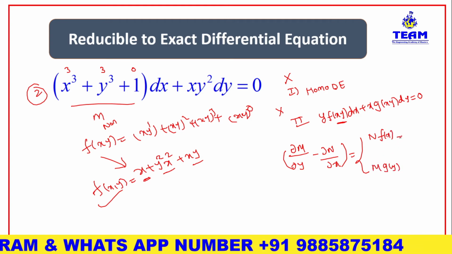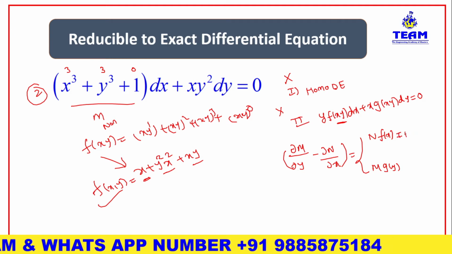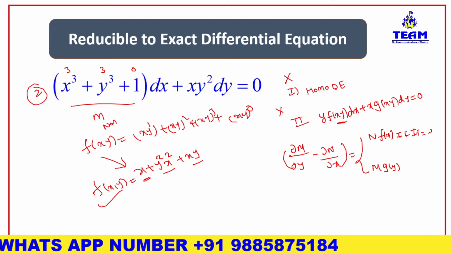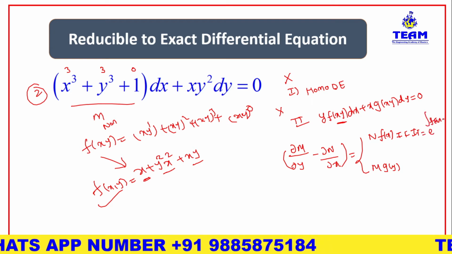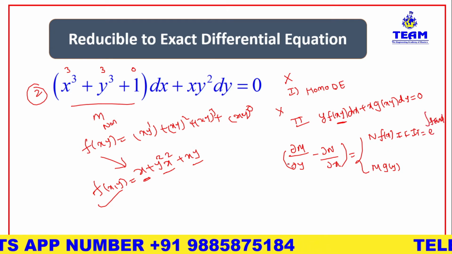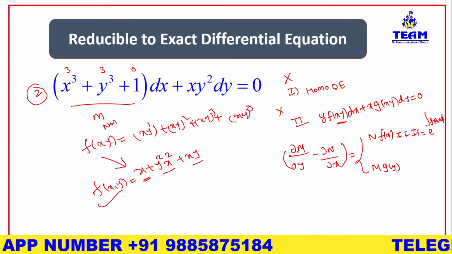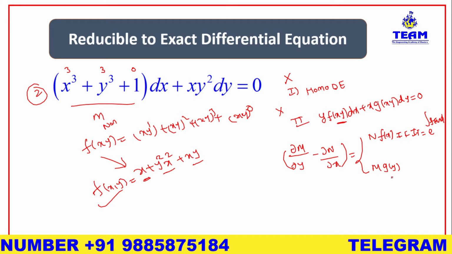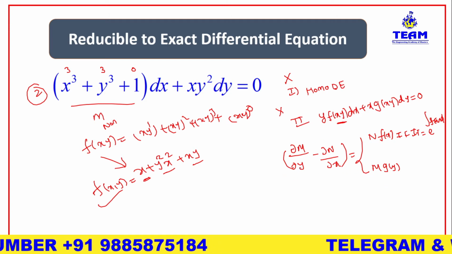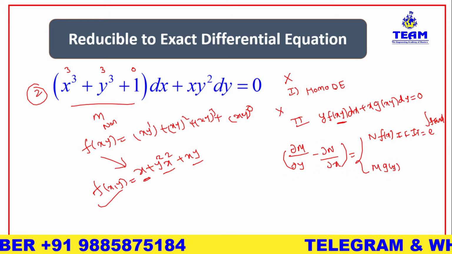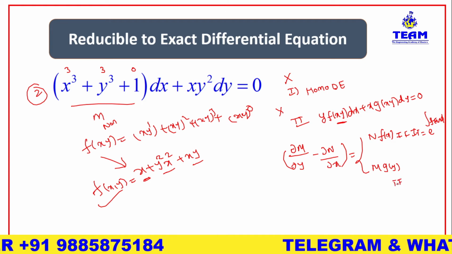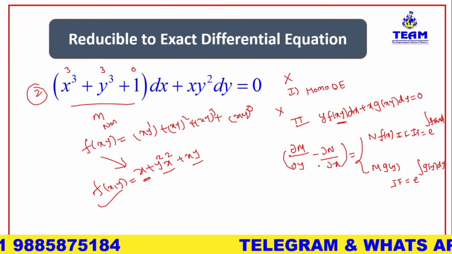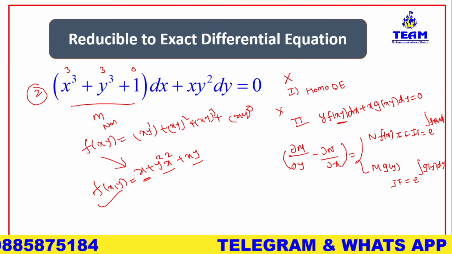If it is so, what do you have to do? Integrating factor: IF is equal to e to the power of integral f(x) dx. If you divide this entire left side term by N and you get a function of x, then the integrating factor is e to the power of integral f(x) dx. Suppose you divide this term by M and you get a g(y) term, then the integrating factor is e to the power of integral g(y) dy. Now we are going to verify whether this is rule 3 or rule 4.